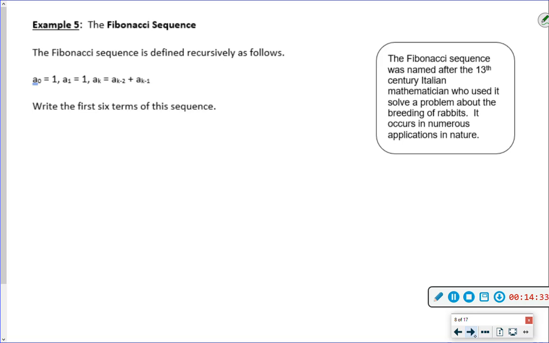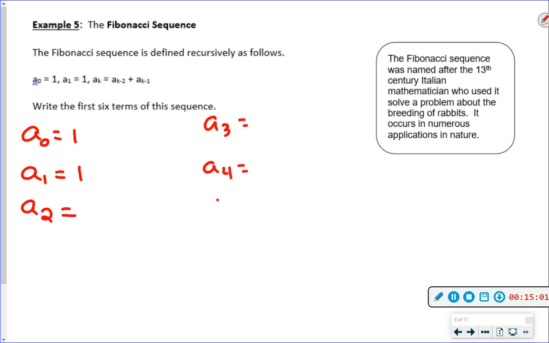So let's do this one. It looks crazy, but I promise it's easy. Fibonacci sequence defined recursively. Okay, write the first 6 terms and just a little blurb over there about where the Fibonacci sequence comes from. Now notice here's one where they're starting at A0. Okay, fine, whatever. And then they give you A1. Now we want the first 6 terms, so I need A2, A3, A4, and A5. That will be 6 total.